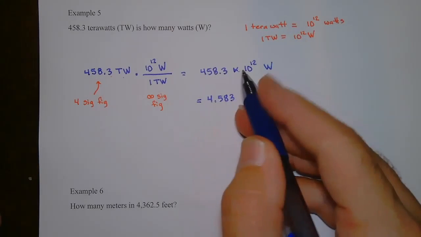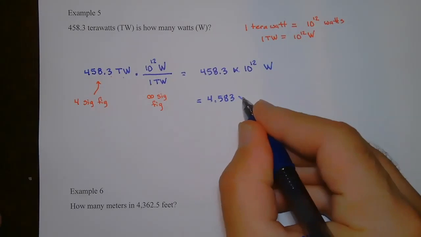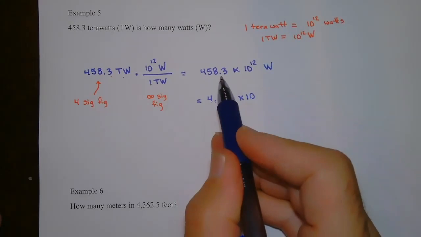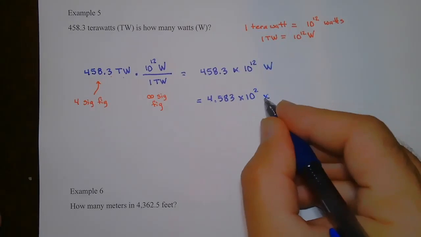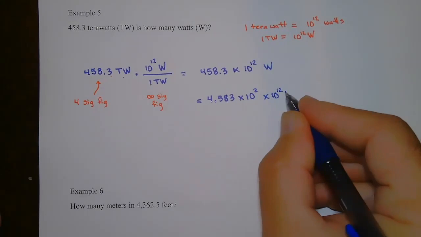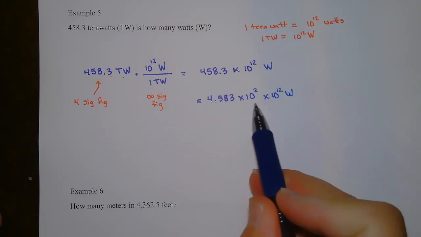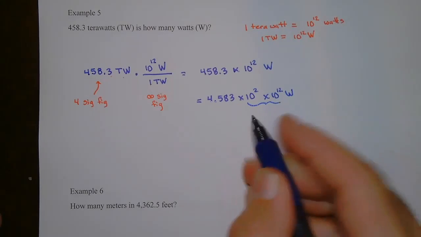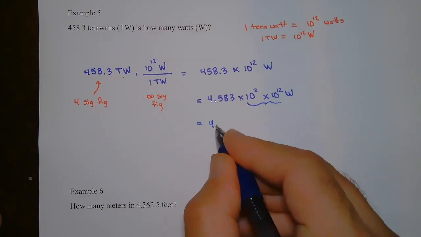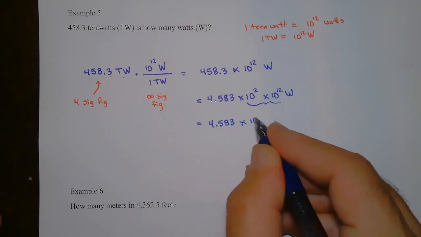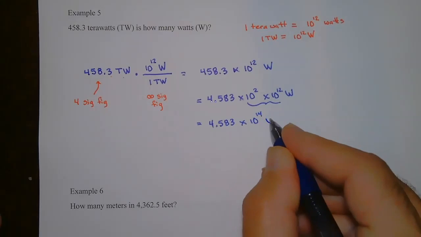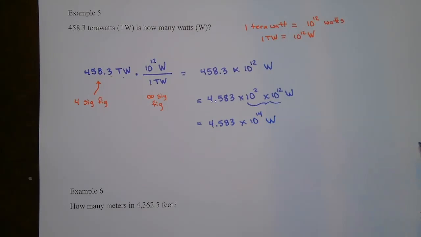Now, this is a big number, so that means my exponent is positive. So times 10 to the, and how many places did I move it? I moved it 2 places. And then times 10 to the 12th watts. Well, now what do I do with these? I need to combine these two. So this would be 4.583 times 10 to the 14th watts. That's how many watts are in 458.3 terawatts.